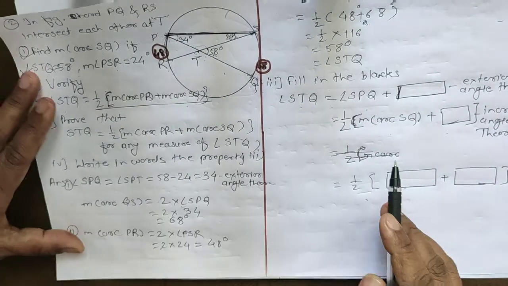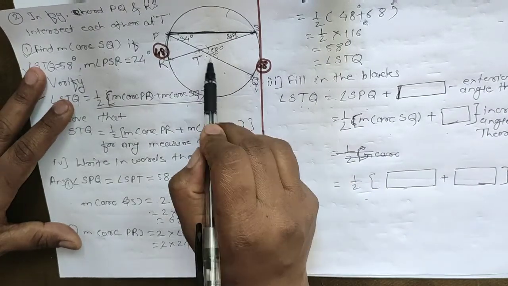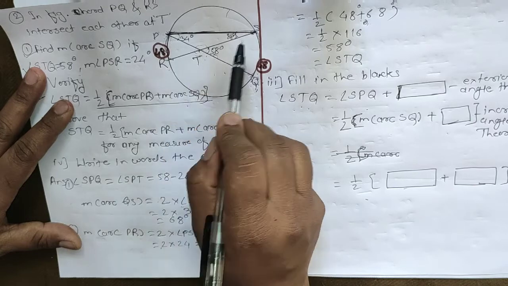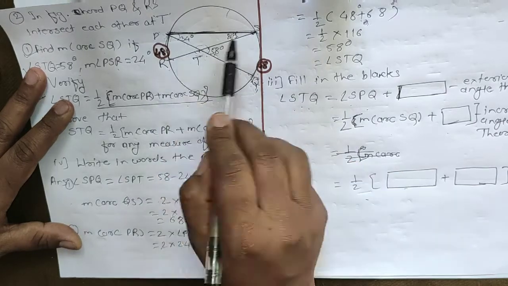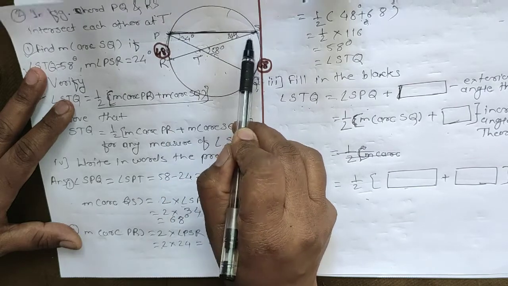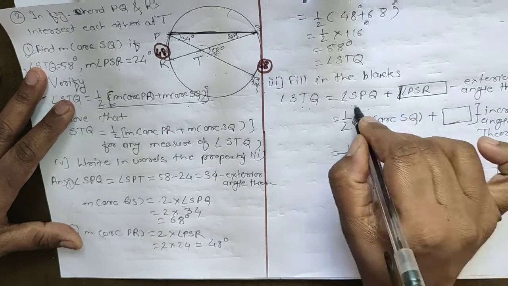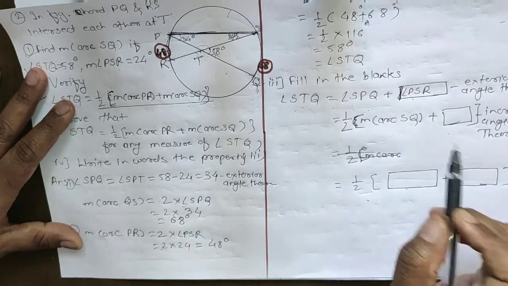Now we have to fill the boxes here. For that, first STQ. This STQ is the exterior angle for triangle PTS. And here SPQ is written, so another angle may be PSR. The sum of these two angles, angle SPQ and angle PSR, is equal to the exterior angle.